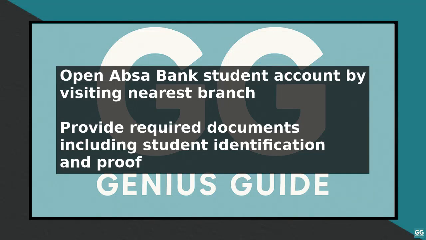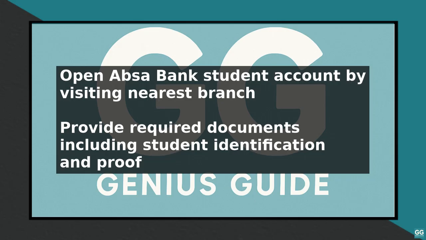To get started with using an Absa Bank student account, you first need to open the account. This can be done by visiting the nearest Absa Bank branch and providing the required documents, which typically include your student identification, proof of registration, and a valid form of identification. Once your account is open, you will receive an account number and a debit card.